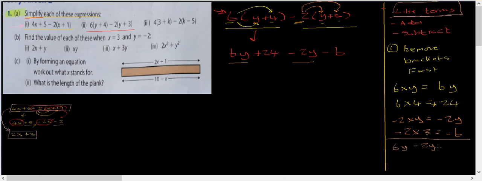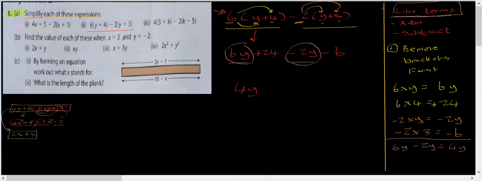minus 2y. If you had 6 bananas and you take away 2 bananas, you're going to have 4 bananas. So if you have 6 y's and you take away 2 y's, you're going to have 4 y's. And we can write that down here. 4y. So we've taken these two like terms and we've collected them up. We've added them up and simplified it. So instead of having 2 y terms, we have 1 y term, which is 4y.